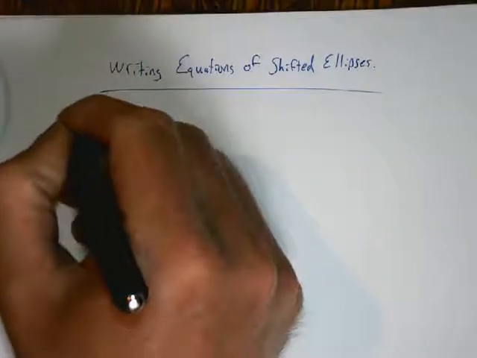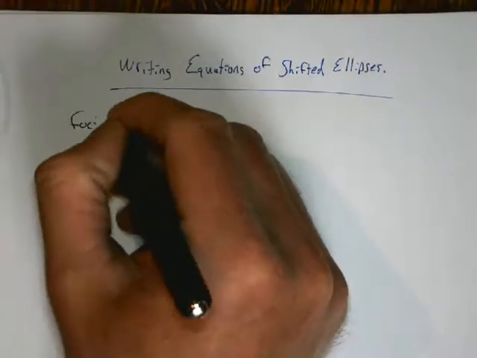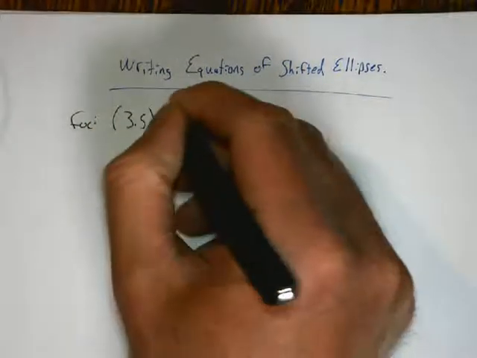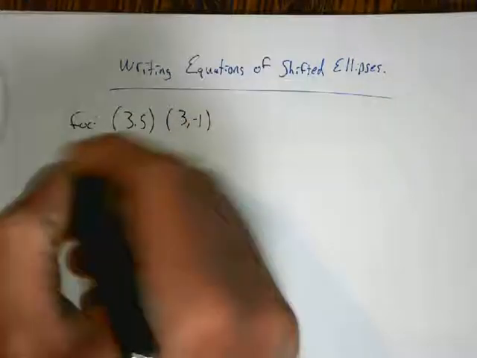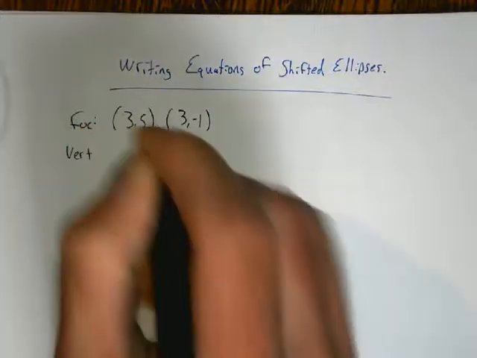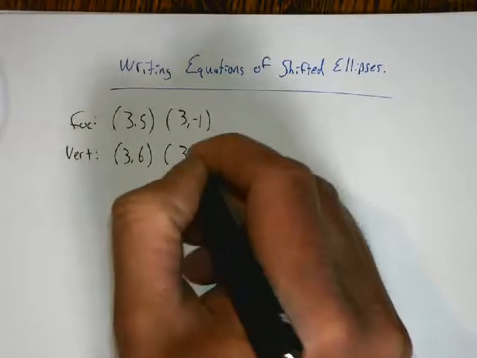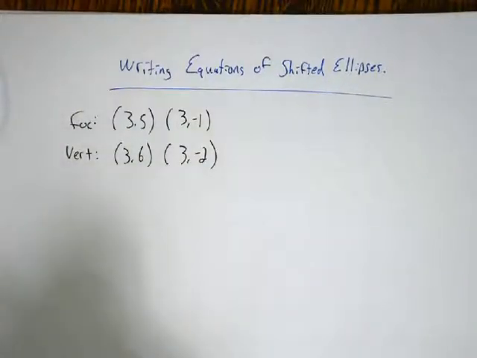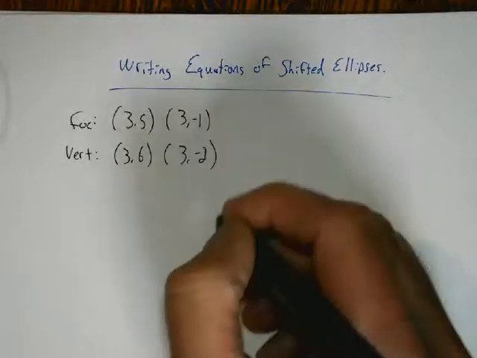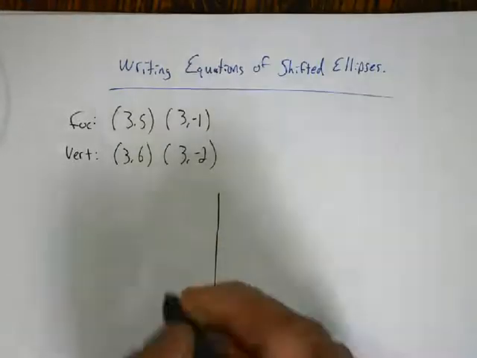So let's say we have foci at 3, 5 and 3, -1, and vertices, regular vertex, at 3, 6 and 3, -2. So whenever you're given this kind of information, the first thing you want to do is plot it so you can get the idea of where things are going. Plus, that way you can also figure out where your center is located. So let's start with that.